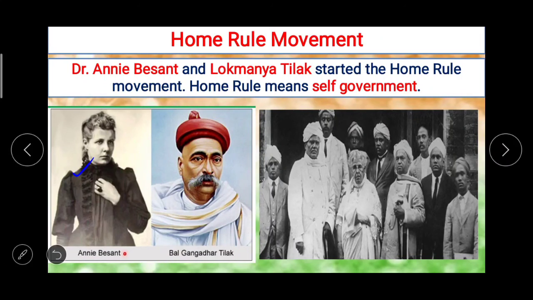On similar lines, Home Rule movement demanded right of self-government, and Annie Besant and Lokmanya Tilak made extensive tour in different parts of the country, and the demand for self-government reached the common people. Tilak firmly stated that Swaraj is my birthright and I shall have it, which was very, very famous.